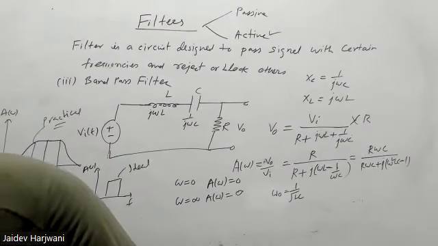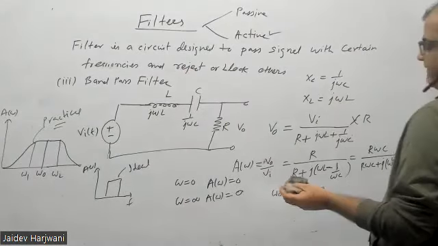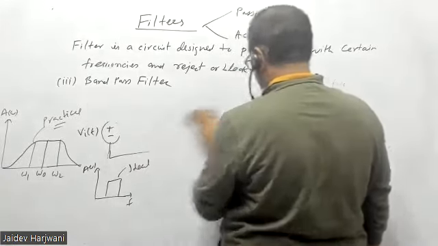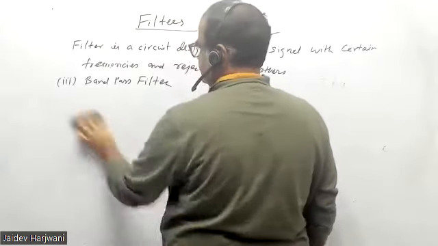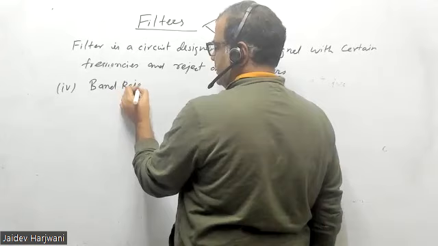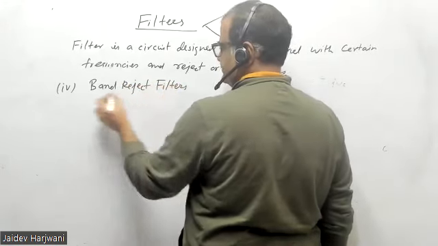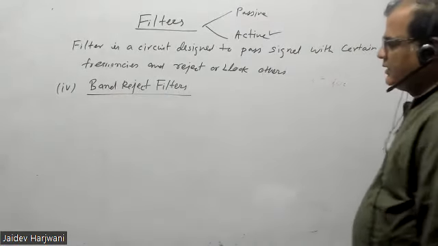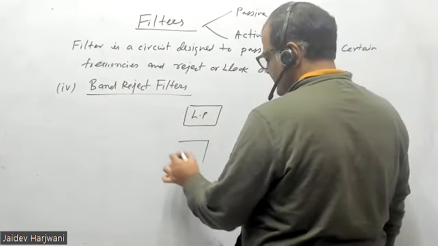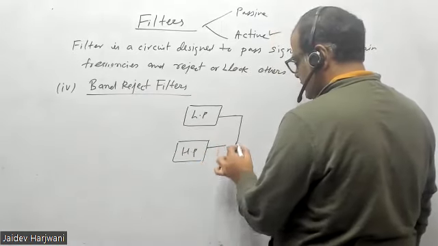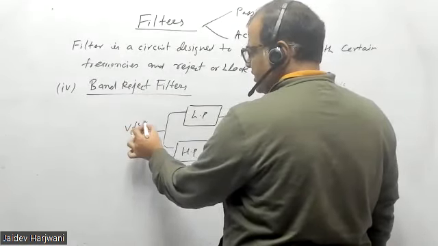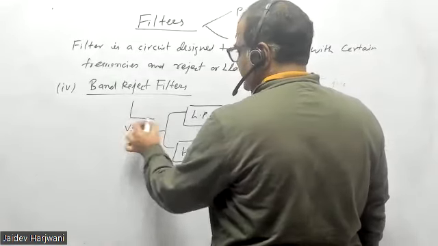Okay, now let us make a band reject filter. The last is band reject filters. Suppose you can make it like this. You use a low pass filter and a high pass filter, and here you measure V naught. You give an input which has all kinds of frequencies coming here. So your signal is like this, all frequencies are coming.